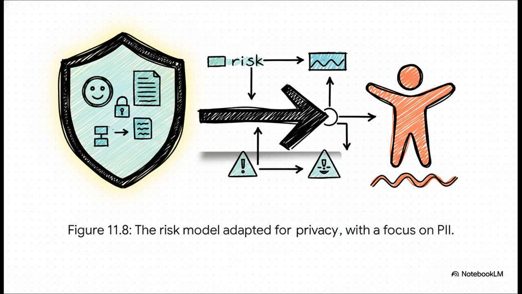Now this diagram might look familiar, and it should, but look closely. There's one crucial change. We've swapped out the general term asset for the very specific PII, personally identifiable information. That one simple change shifts the entire focus from protecting the company's stuff to protecting an individual's data. It's a subtle but really powerful distinction, and it's right at the heart of what privacy risk is all about.